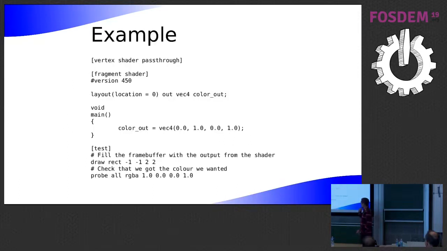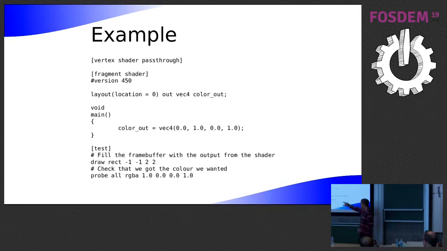That's an example of a complete script. It has something like the Windows INI format with a section for each shader. In this case, for the vertex shader, I've just said vertex shader pass through. That's just a shortcut to make a minimal vertex shader, which just copies one attribute over to gl_Position. And then I've made a little fragment shader, which just outputs green.